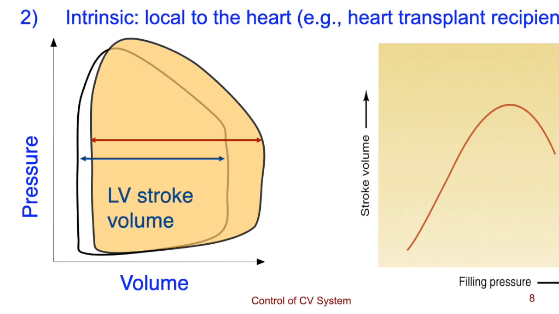If we have increased preload, we move that right-hand curve to the right. When the heart contracts, it may not quite contract as much. It may not be down to the same end systolic volume, but the difference between those two, the width of the curve, the difference between the two vertical lines, is larger, which means we have a larger stroke volume. So we've talked about that. That's intrinsic control. And we've talked a little bit about extrinsic control.